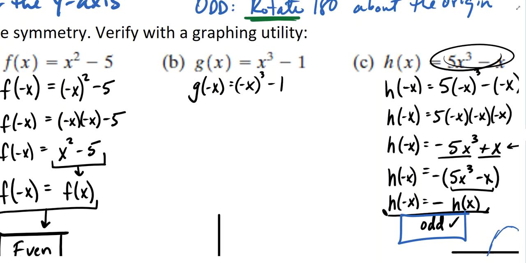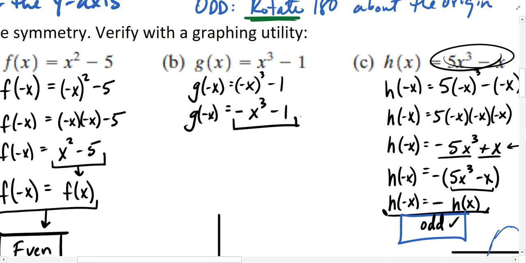So we'll substitute a negative x, or the opposite of x, in place of x. This negative x cubed, well again, that's 3 negative x's multiplied together. That's going to be a negative x cubed, and we have minus 1. So we've simplified, and we see that g of negative x is this expression, which is not exactly the same as the original. So if it's not exactly the same as the original, we know that it's not even.